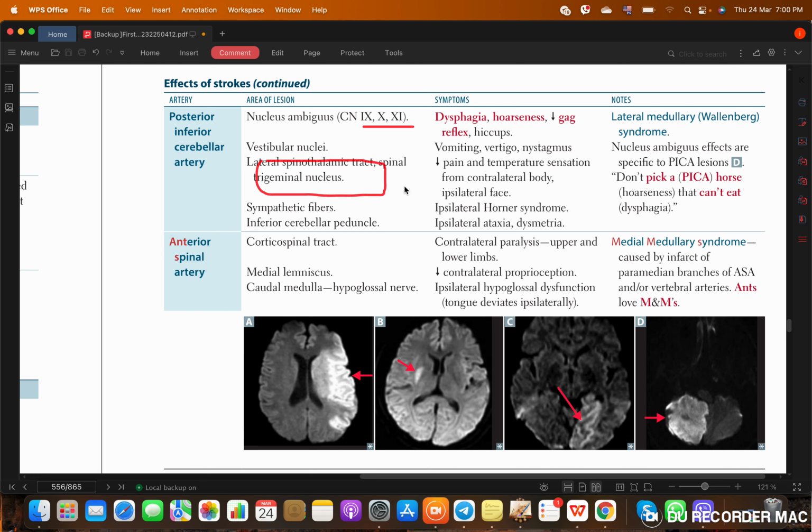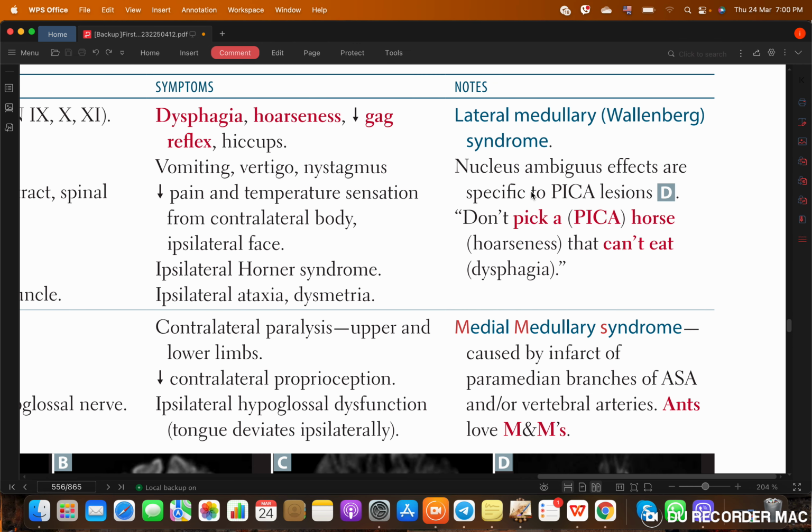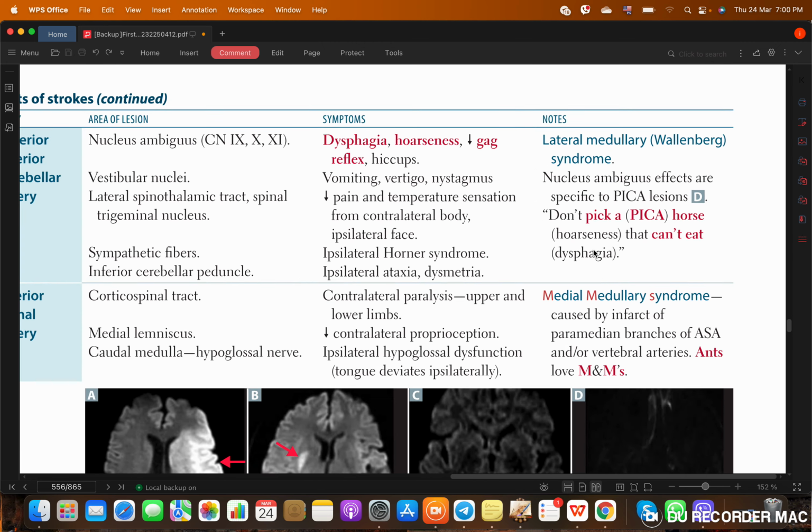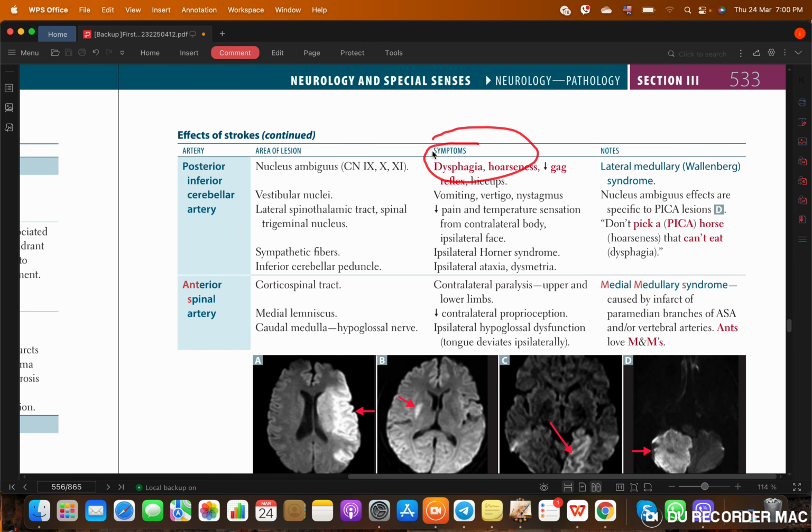These are responsible for sensation. So the patient will have loss of pain and temperature sensation from the contralateral side. Horner syndrome, again, because of sympathetic fibers, and the cerebellar peduncle will also lead to cerebellar symptoms, which are the ataxia and dysmetria. This is also known as lateral medullary syndrome, also known as Wallenberg syndrome. So nucleus ambiguus effects are specific to the PICA, so cranial nerves 10, 11, and 9. Basically, keep in mind the hoarseness and the dysphagia that will give away cranial nerves 10 and 9, and that can help you to choose the PICA on the test.